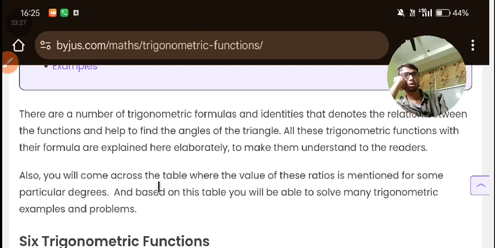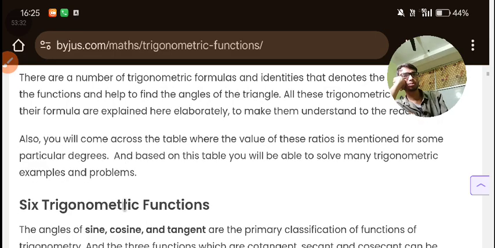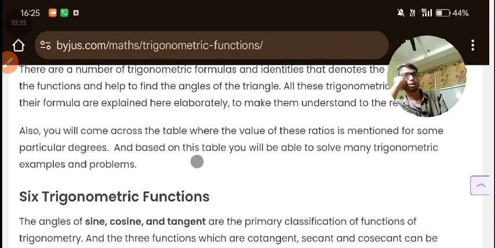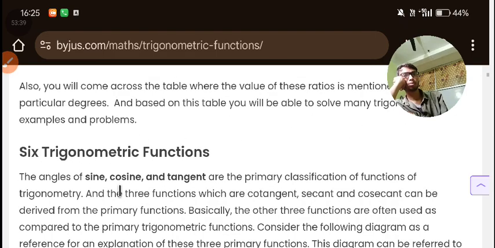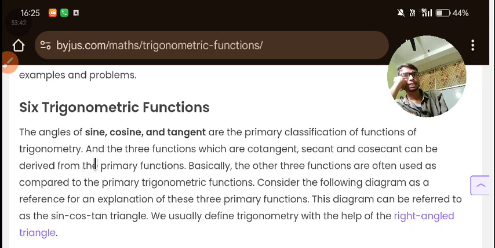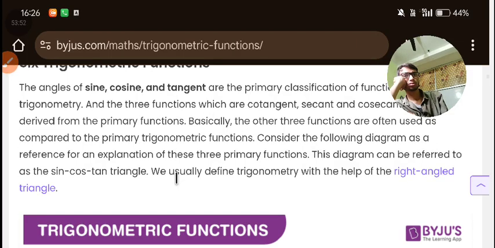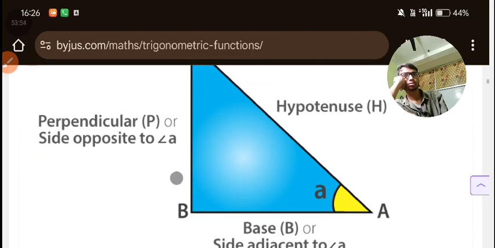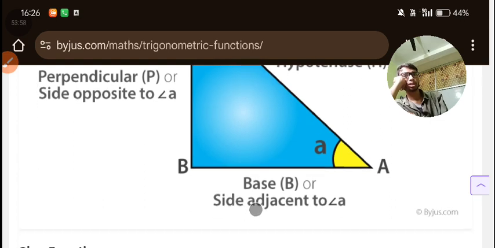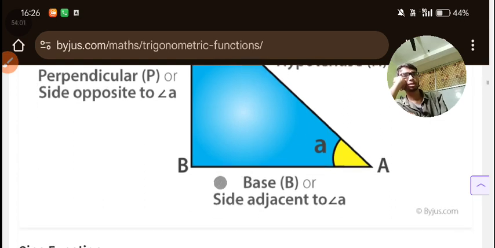You will come across a table where the values of these ratios are mentioned for some particular degrees, and based on this table you will be able to solve many trigonometric examples and problems. We know the 6 trigonometric functions: sine, cosine, and so on. We have this figure. This is the perpendicular, this is the base, and this is the hypotenuse. We are familiar with this.